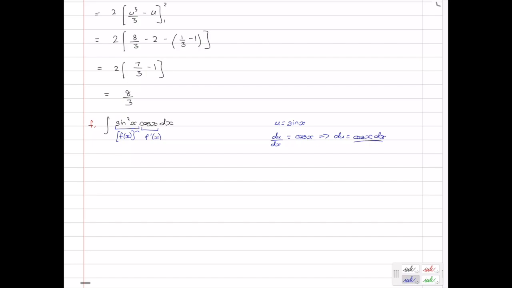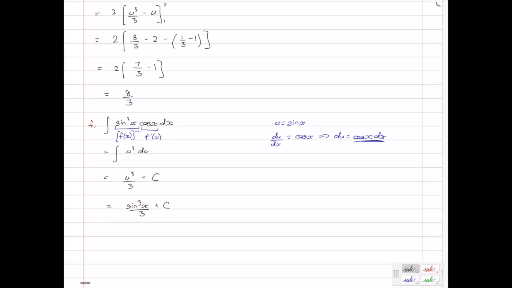And how convenient that this cos x dx is exactly what I have right at the end here of this integral. So that means that this is going to be equal to, well, sine is just u, so sine squared is u squared, and then cos x dx is exactly du. Okay, and then the integral of u squared, well, that's just u cubed on 3 plus c. But now I have to substitute back into my original variable. So I'm substituting u equals sine x in, and I get sine cubed x on 3 plus c. And that's the final answer.